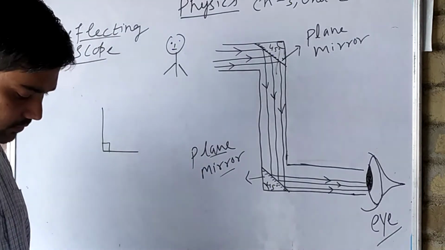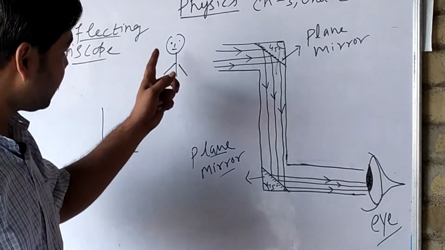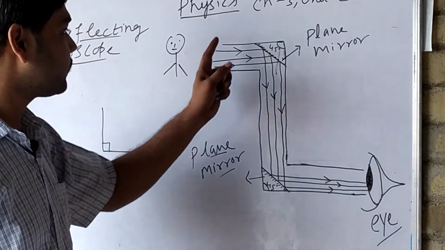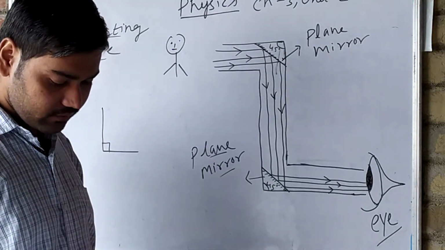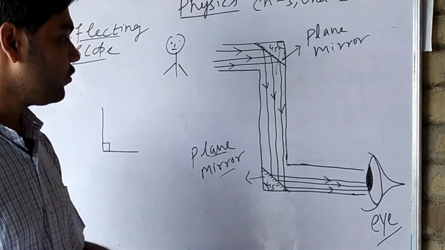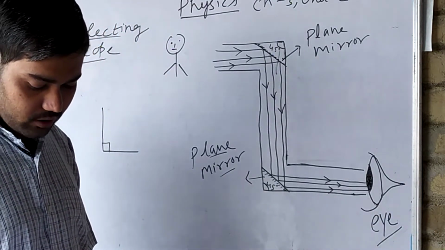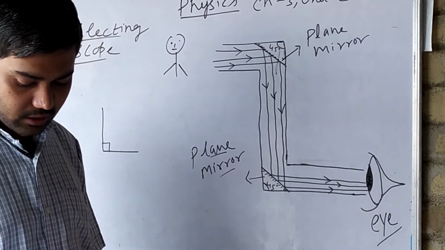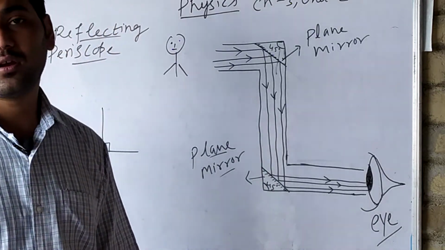When the rays of light from an object at a higher level enter the tube, they suffer two successive reflections, first reflection, second reflection. The final image of the object is seen at the lower end of the periscope. A reflecting periscope can be used to see above the heads of crowds. It can be used by soldiers in trench warfare.